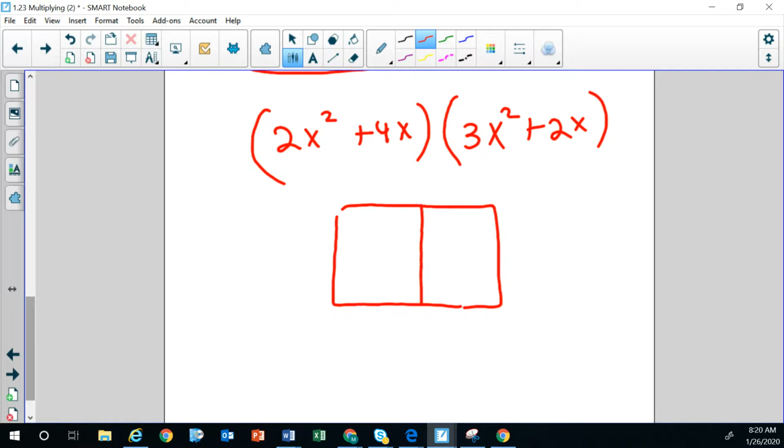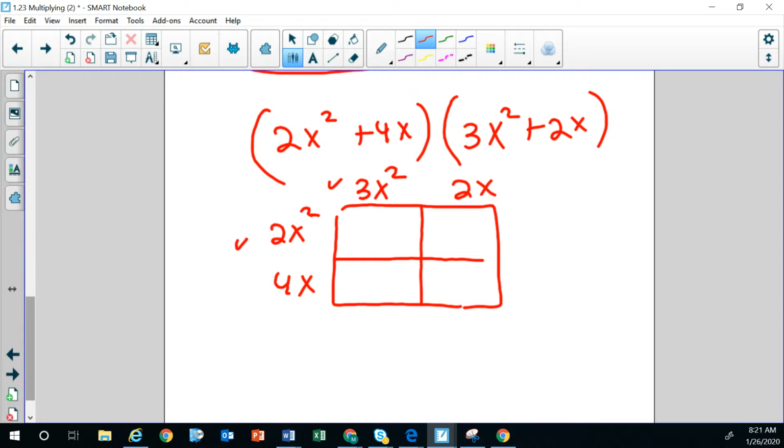and I'm going to make 4 small boxes. Again, my first polynomial is going to be on the left side. So I'm going to put a 2x squared here and a 4x on the bottom left. On the top, I'm going to have the 3x squared and the 2x on the right. Okay. Same principle. I'm going to multiply the 2x squared by the 3x squared.